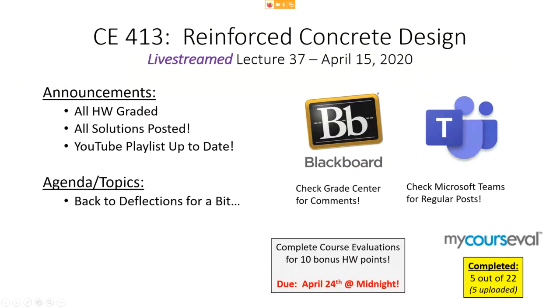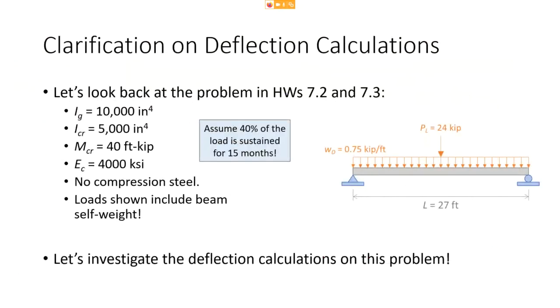Okay. I want to go through deflections, and I want to talk about the homework assignment that we just did, namely homework assignments 7.2 and 7.3. So let's get everybody back into the speed of what we were talking about. We had a homework problem that looked like this. Homework 7.2 was immediate deflections. Homework 7.3 was long-term deflections. They both revolved around the same problem.